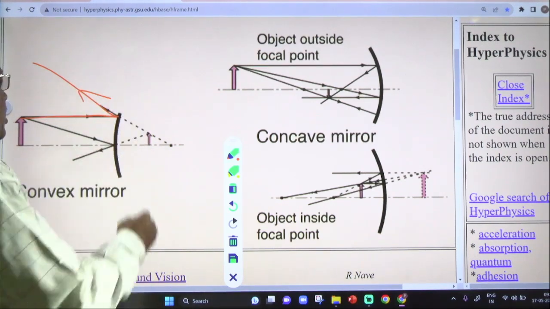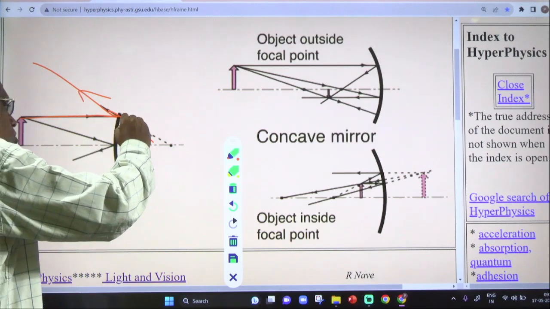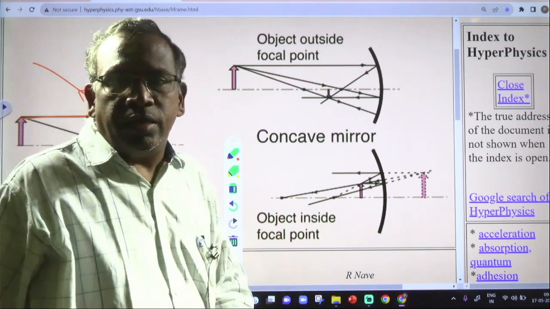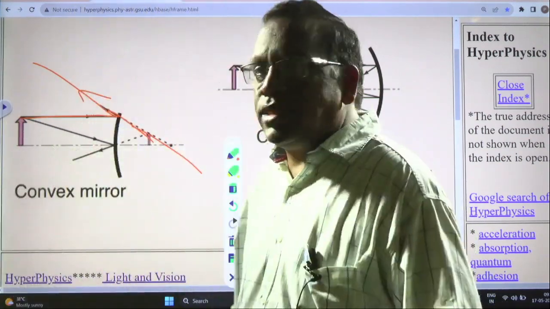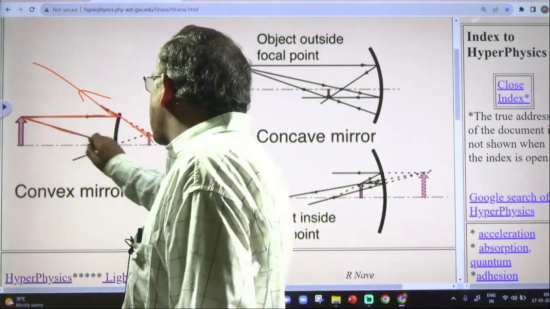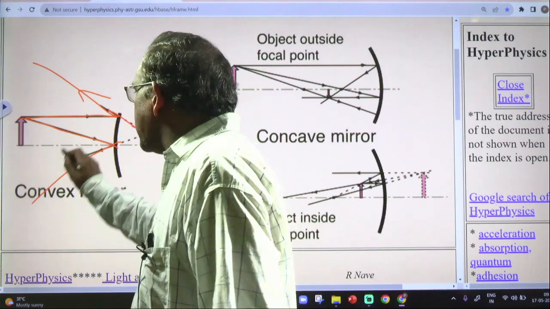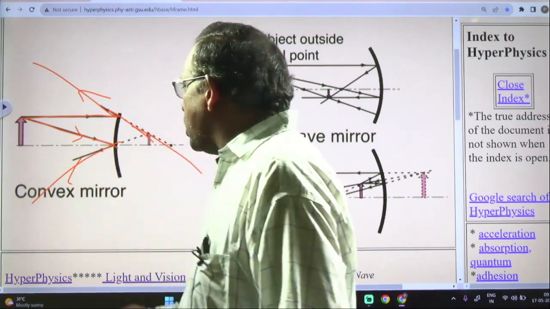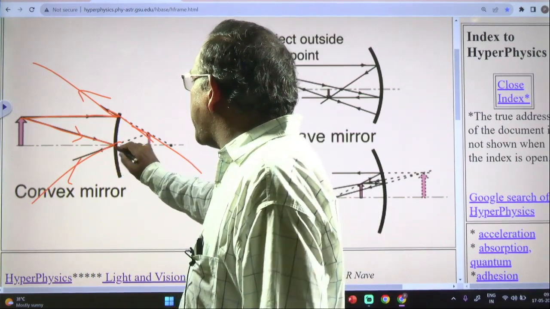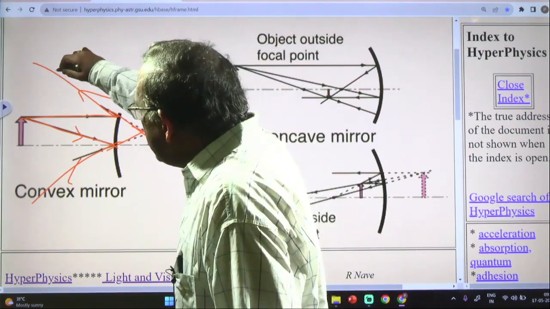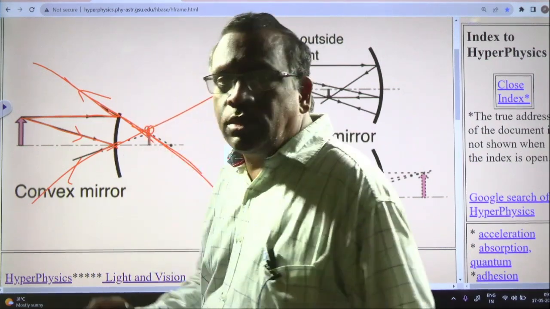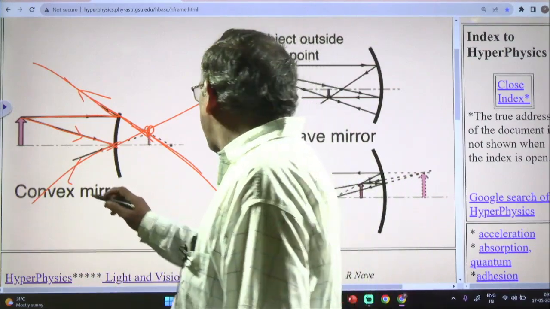That reflected ray passes through the principal axis at some point, that is called the focus. We will call it the focus. And another light ray which is incident on the mirror is reflected back like this. Here, the reflected ray, if you extend it, and another reflected ray, if you extend it, they meet at one point, and the image is going to be formed there.